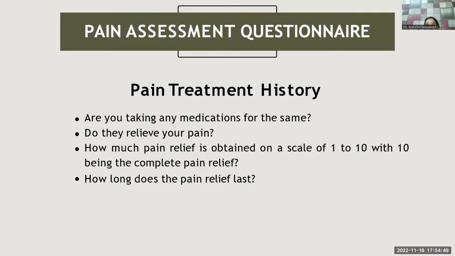Treatment of pain history is also very important, that what all the treatments the patient has undergone and whether they have responded or not responded, whether their pain is refractory to the conventional treatment or not. Are you taking any medications? Do they believe your pain, means your family members, your caregivers? How much pain relief is obtained on a scale of 1 to 10, with 10 being the complete pain relief? And how long does the pain relief last? Next slide.